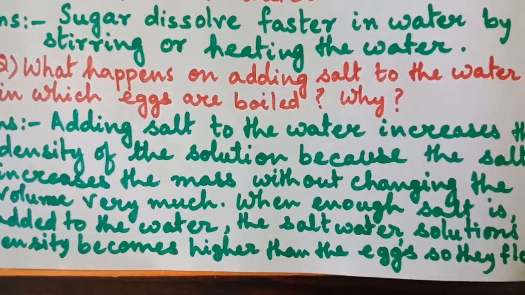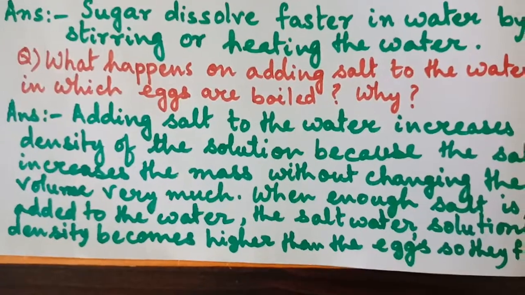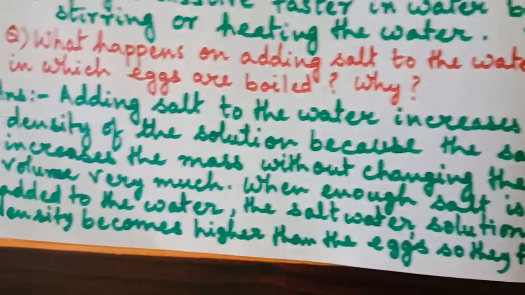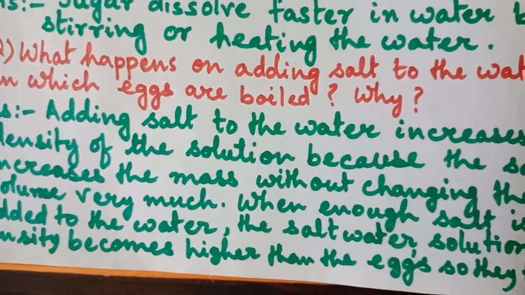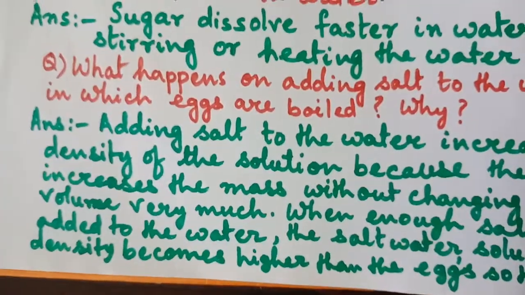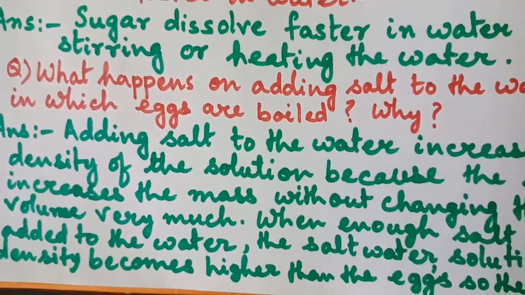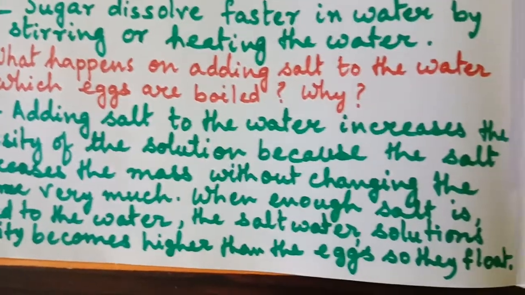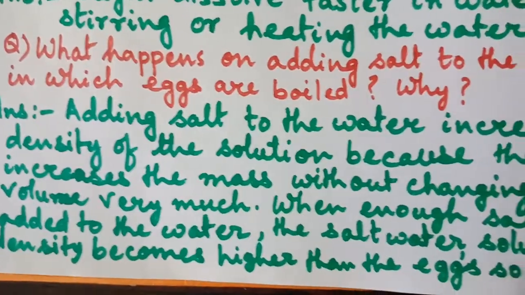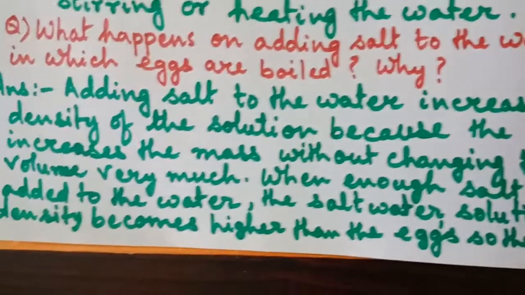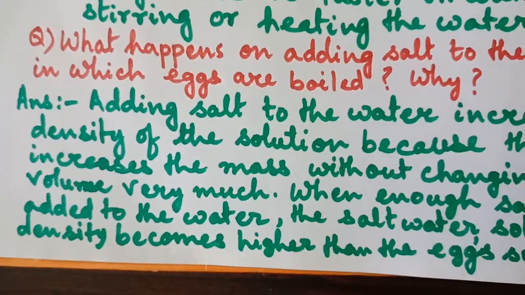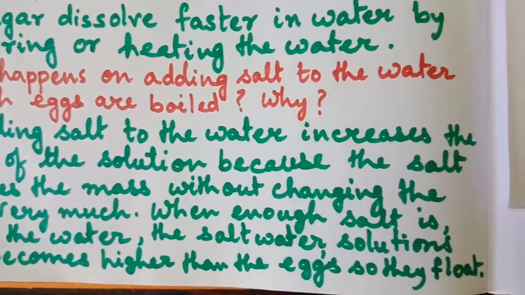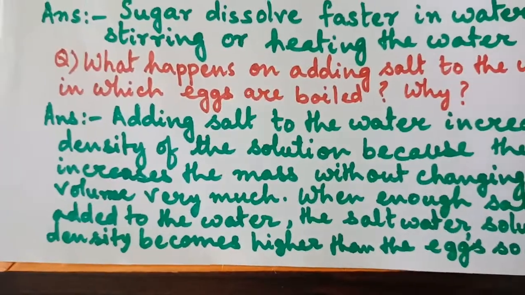What happens on adding salt to the water in which eggs are boiled? Why? Adding salt to the water increases the density of the solution because the salt increases the mass without changing the volume very much. When enough salt is added to the water, the salt water solution's density becomes higher than the eggs, so they float.